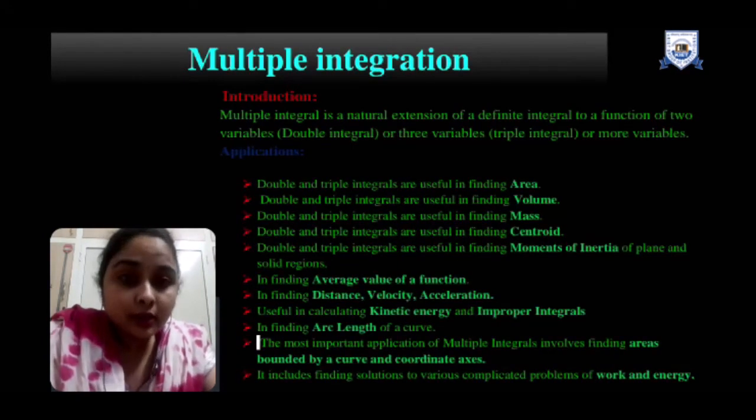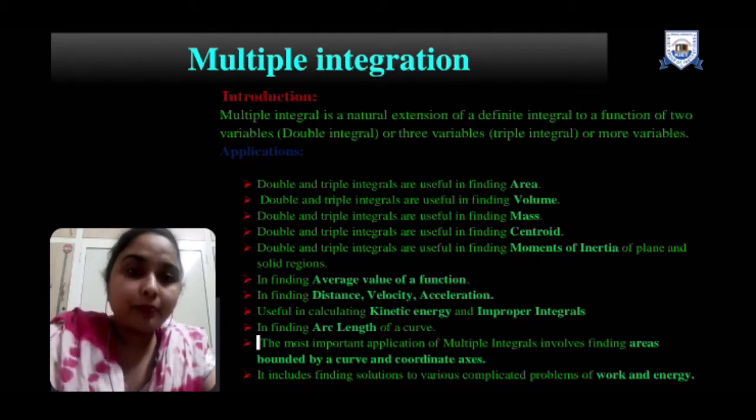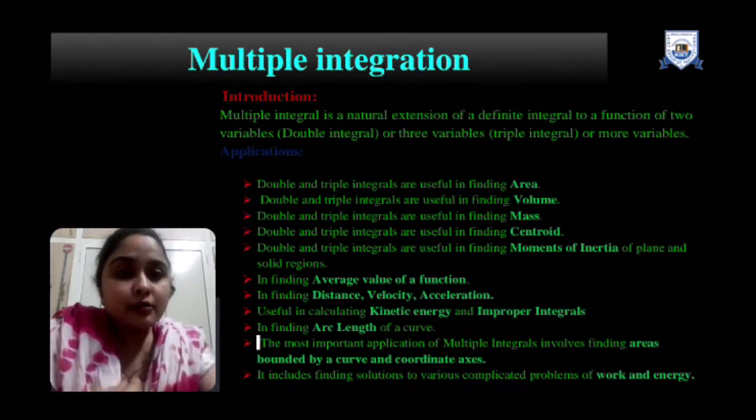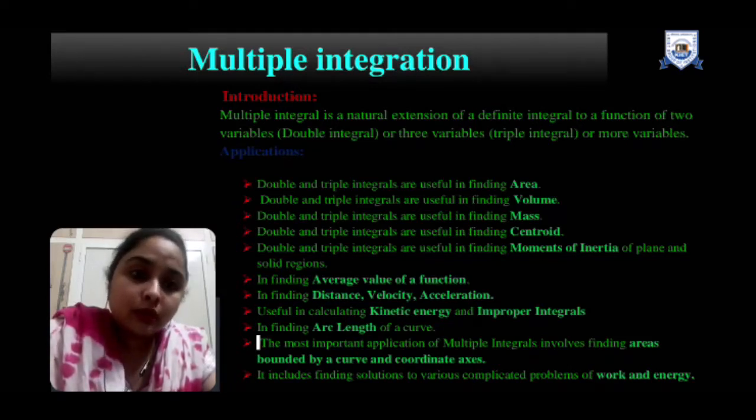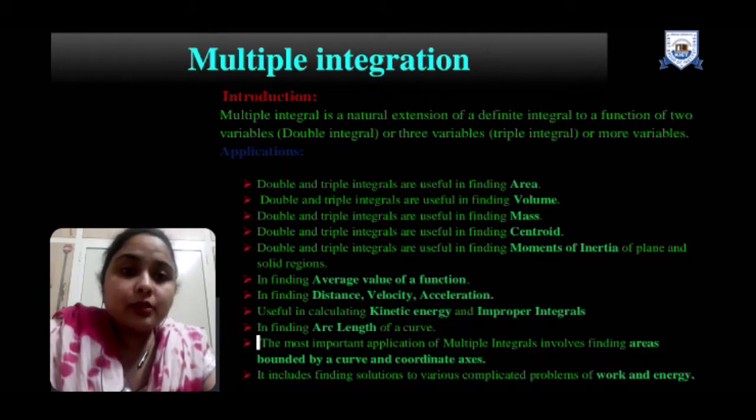So what exactly is multiple integration? When we are integrating multiple times, we need to integrate some function multiple times, then such an integral is known as multiple integral. And in our syllabus, we deal with double integral and triple integral. If the function is of two variables, then we deal with the double integral, and when the function is of three variables, then we have to deal with triple integral, and so on.